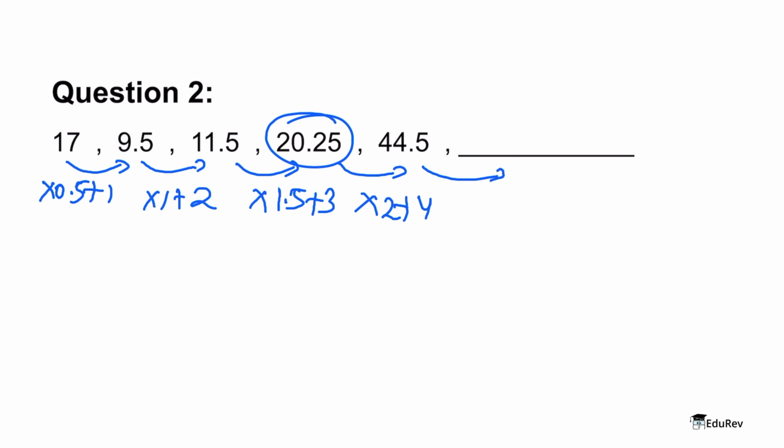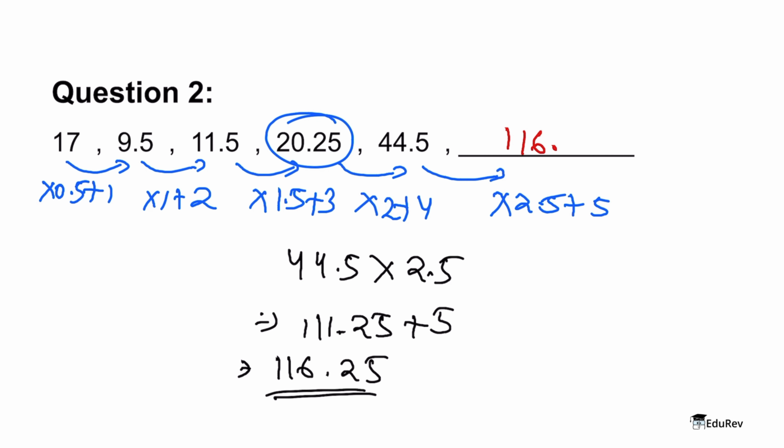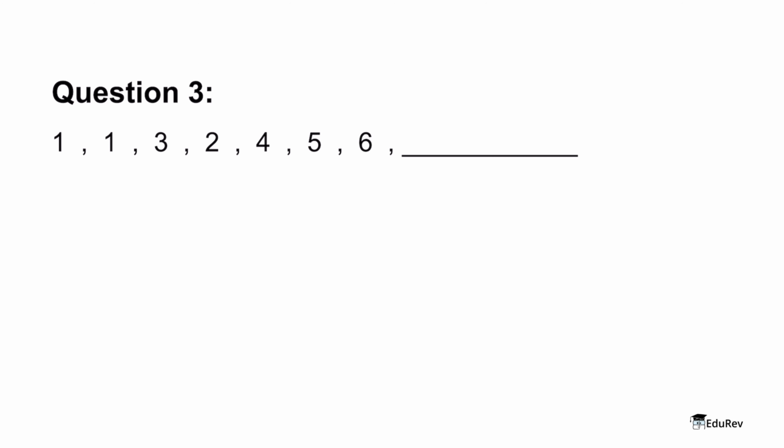To get the next number in this series, we have to multiply 44.5 by 2.5 and then add 5 to it. So 44.5 into 2.5 gives us 111.25. And now we add 5 to it to get the right answer, so 116.25 is the right answer. Okay, great. Now let's move on to the next question.